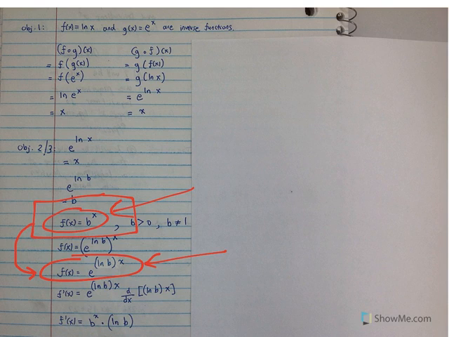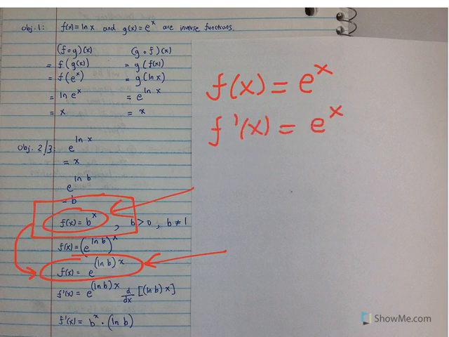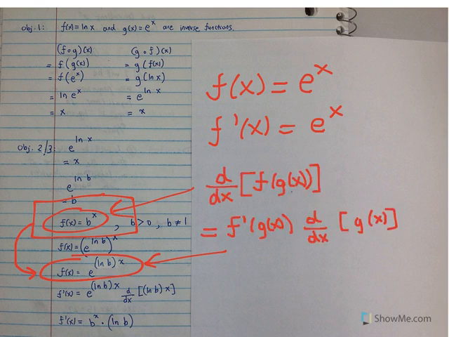And to do this, we're going to use what we know from before. And what we know from before is if we have f of x equals e to the x, f prime of x is also e to the x. And we also have something called the chain rule. The chain rule tells us how to find the derivative of a composition of two functions. We take the derivative of the outside function evaluated at the inside function and multiply by the derivative of the inside function. So that's what we have here. We have a composition of two functions. Our inside function is natural log of b times x, and our outside function is e to the x.